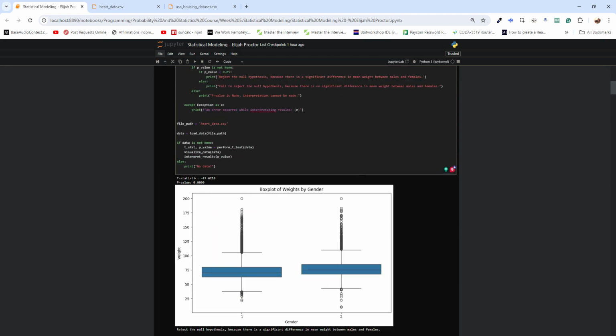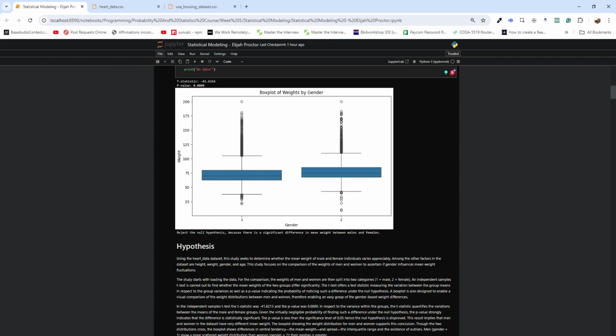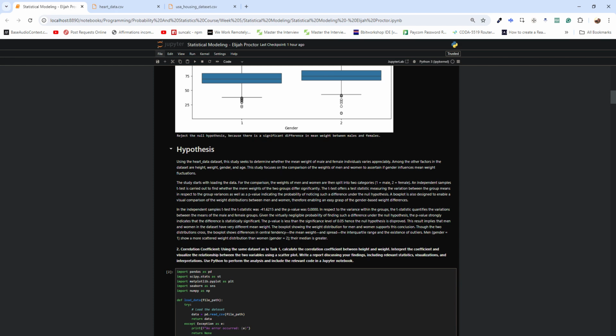We have our t-statistic with the value of negative 41.6216 and a p-value of 0. We have our box plot of the weights by our gender, where 1 represents male, 2 represents female. Here we're going to reject the null hypothesis because there is a significant difference in mean weight between males and females. So let's talk about our report, just quickly go over it.